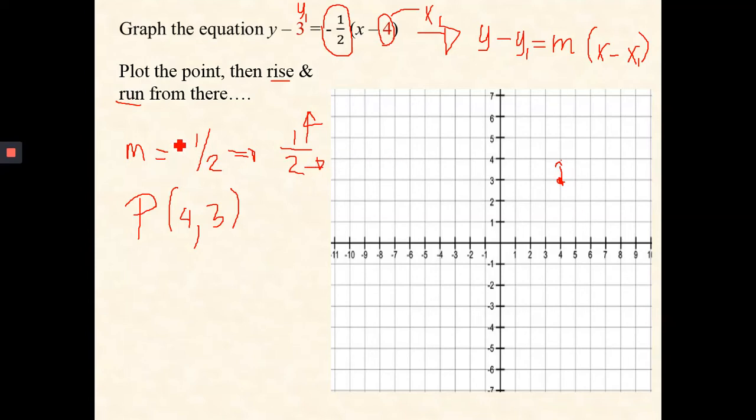What is the sign of your slope? Negative. So you're going to run to the left 2 steps. 1, 2. So the second point will be here. Okay? So this is the first point and this is the second point. And then we are now going to connect the points. So this is now the graph of the given equation.